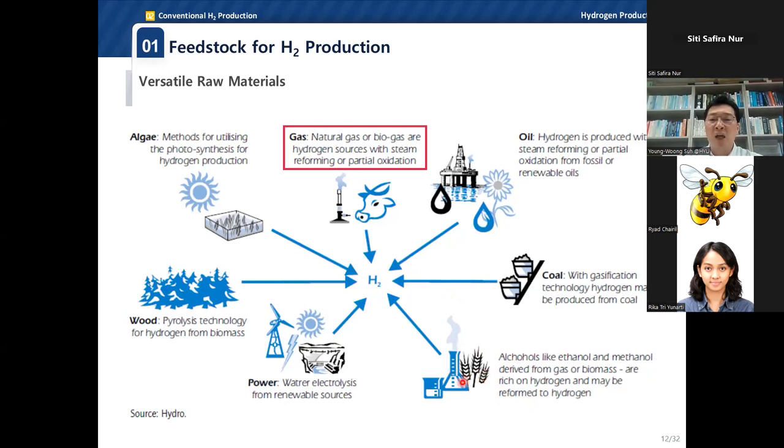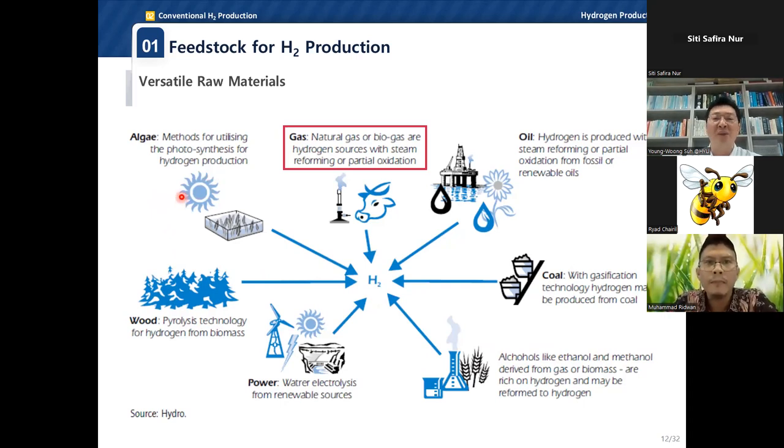And go to the LG and wood, and also alcohols over here. These alcohols are produced by fermentation. So ethanol or methanol can be derived from gas or biomass. Those alcohols can be used for hydrogen production as well. And then move to the left-hand side. Here, wood and algae. Those are natural resources. Probably in Indonesia, many kinds of biomass resources and also algae can be obtained. Those are very efficient, effective resources to produce hydrogen.